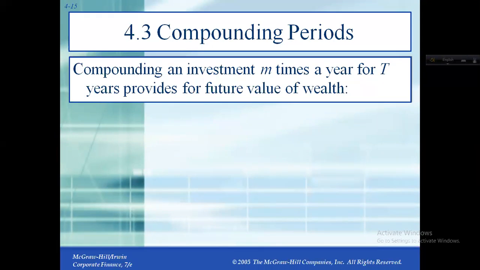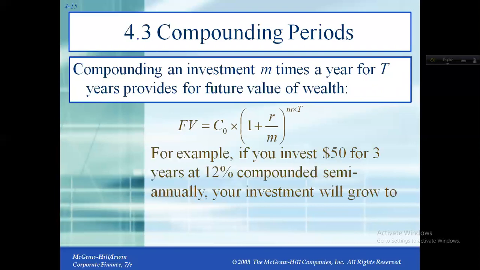Compounding periods. So what is compounding? When the present value is converted into future value, that is called compounding. Compounding an investment M times a year for T years provides the future value of wealth. That means if it is compounded more than once, we get multi-period compounding, which is denoted by M. So FV equals C0 times (1 plus R by M) to the power M times T.